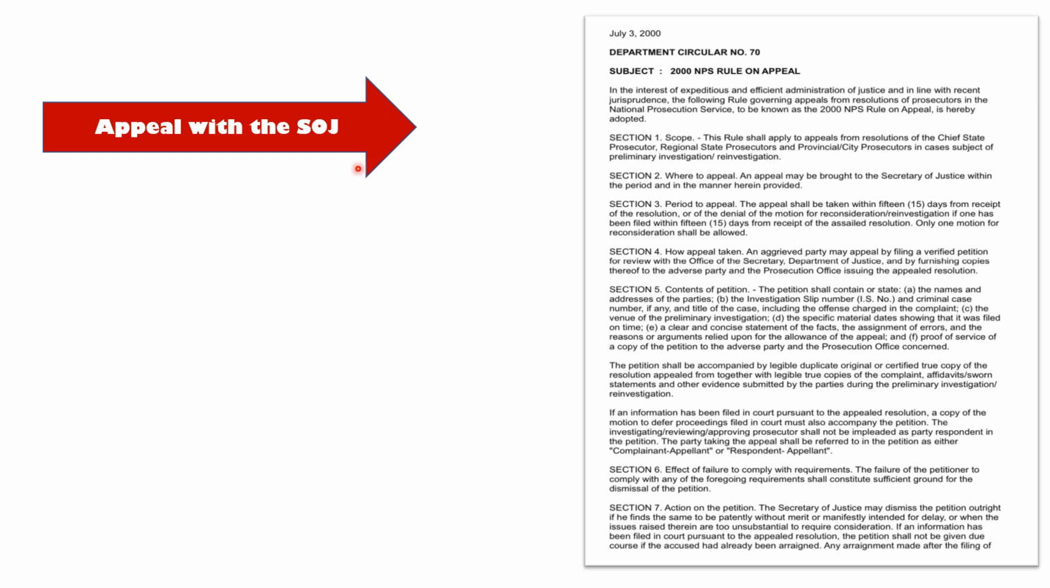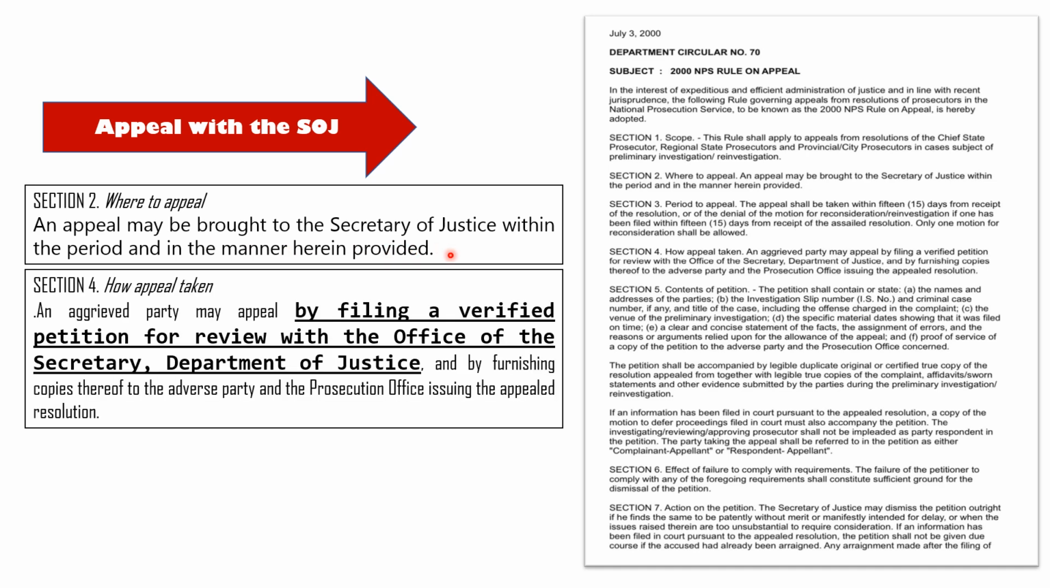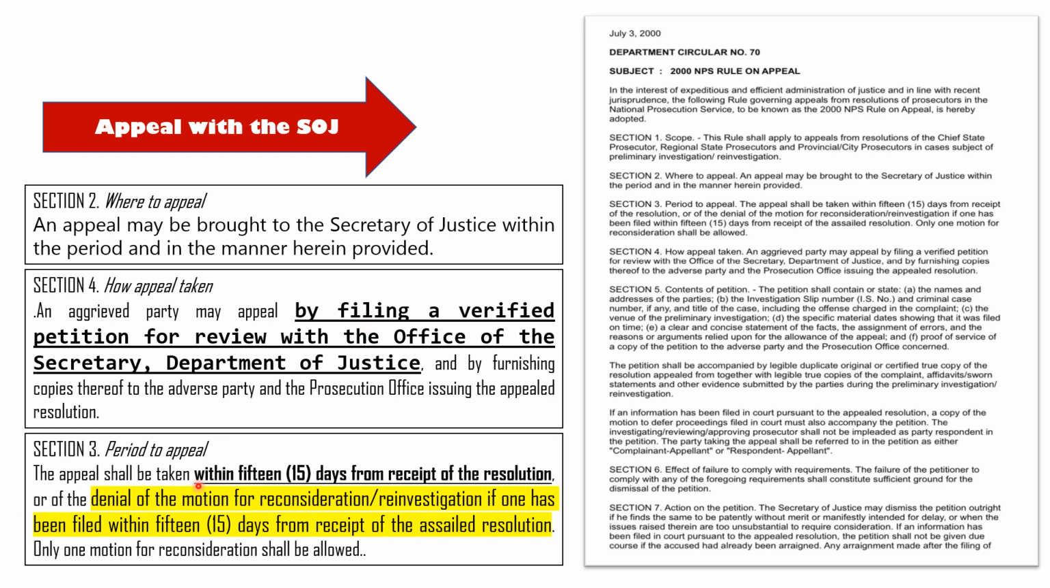What is the requirement? How are you going to appeal? Where are you going to appeal? Section 2 is very clear that you can bring your appeal to the Secretary of Justice. And what are you going to file? You are going to file a verified petition for review with the Office of the Secretary, Department of Justice. When are you going to do that? What is the period? The period is 15 days from the receipt of the resolution.